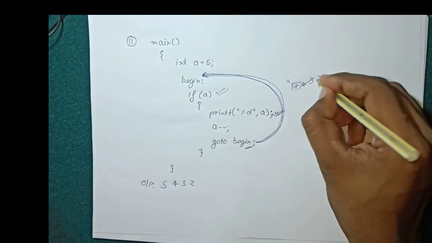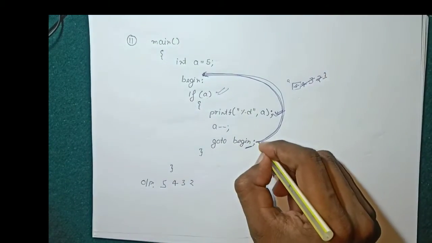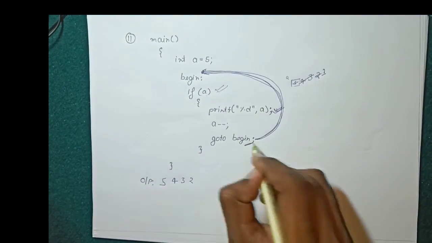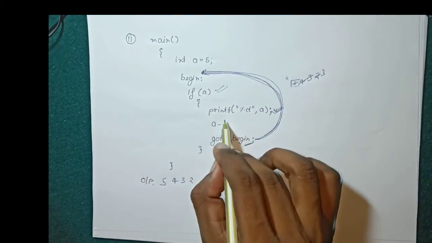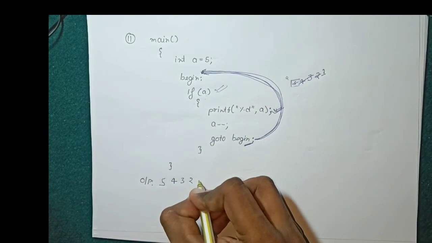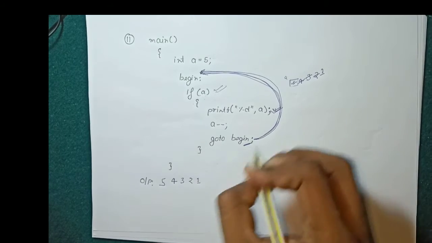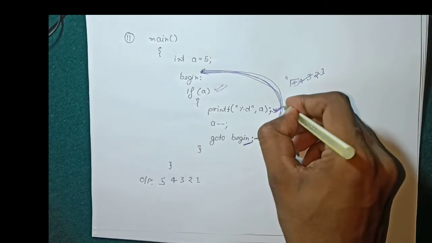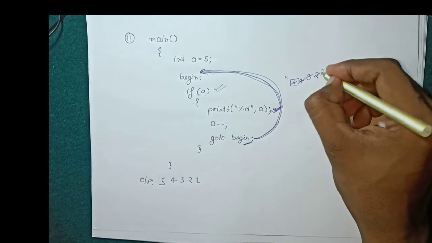In the same way the value of a becomes 1, then again the label begin is reached because we are using the goto statement, and 1 is obviously true, so the printf statement is executed, which means the value of a gets printed. Now the value of a is 0.